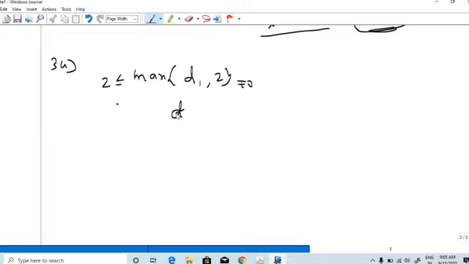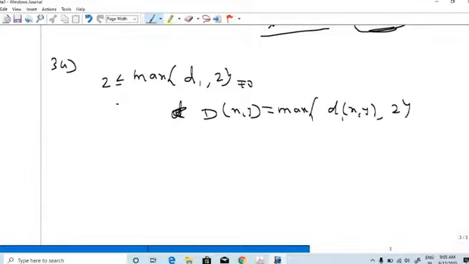Maybe we call capital D of x comma y, defined to be the maximum of the distance between x comma y or d1 of x comma y comma 2. Suppose d of x comma y equals 0. We have to show that x equals y. But if it is 0, it is not possible, right?